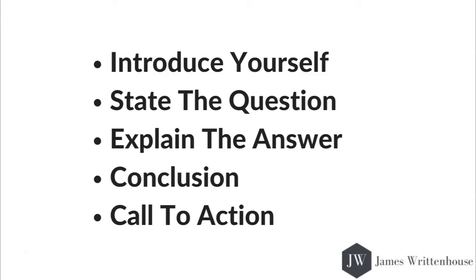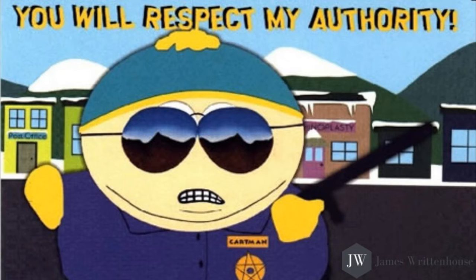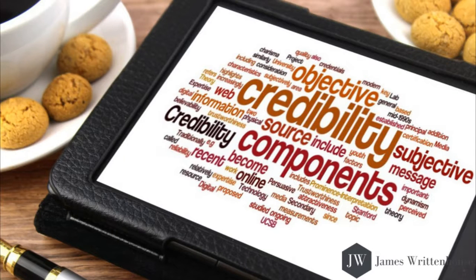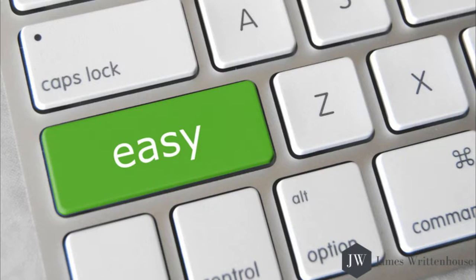A typical question and answer video is made up of 5 parts. Introduce yourself, state the question, explain the answer, conclusion, call to action. The first thing you want to do in your Q&A video is establish trust and authority with your audience. If you want your viewers to believe your answer, then you need to show them you have the credibility to give it. Fortunately, this is pretty easy to achieve.